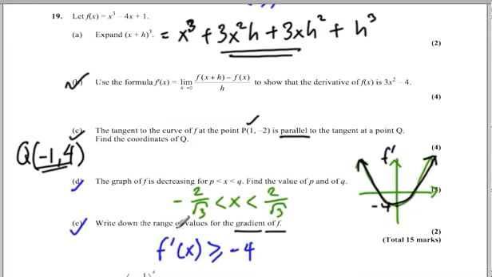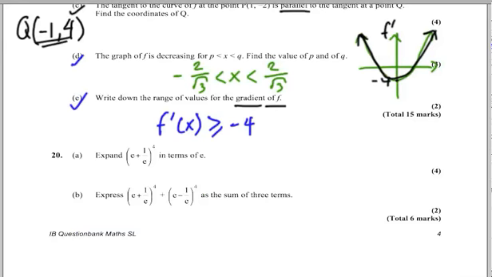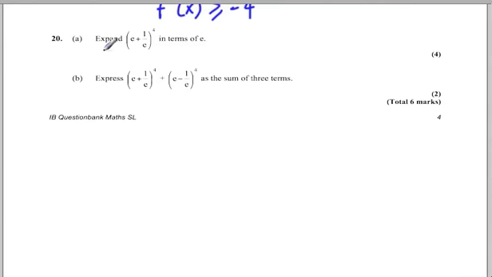Okay, so that was number 19. I think we just have a few more questions to go, and then we should be done with this. All right, so number 20. Expand e plus 1 over e to the power of 4. The way I'm going to do this is always write it this way: e plus e to the negative 1, to the power of 4.